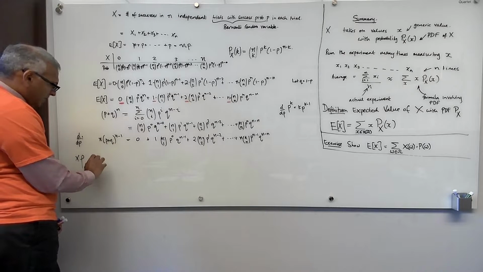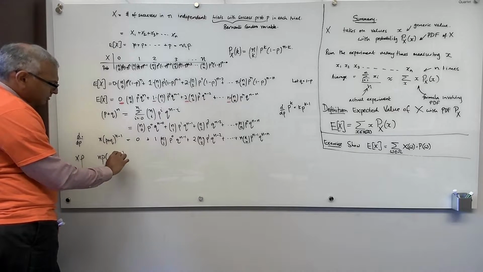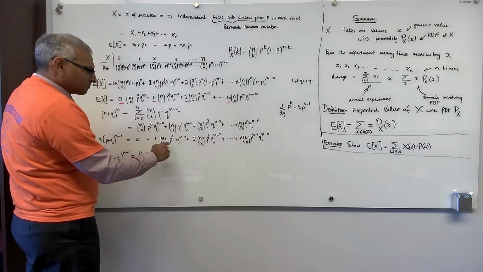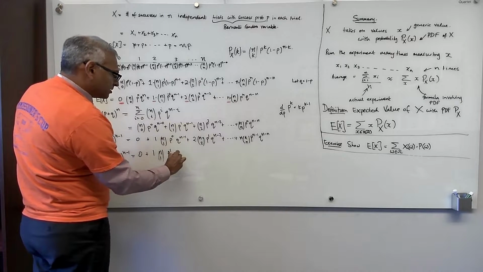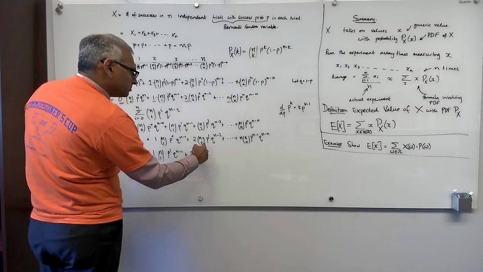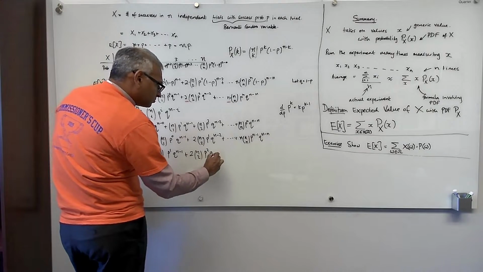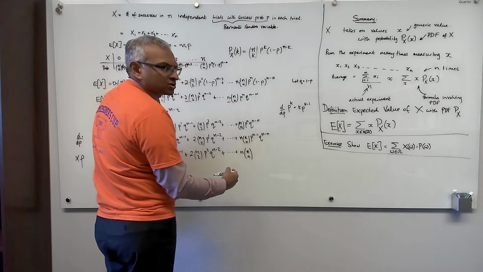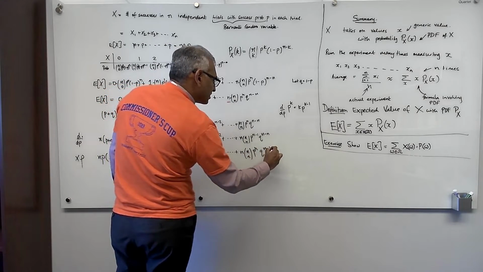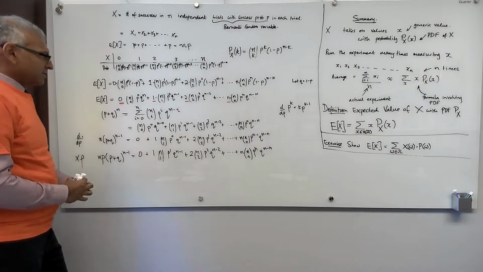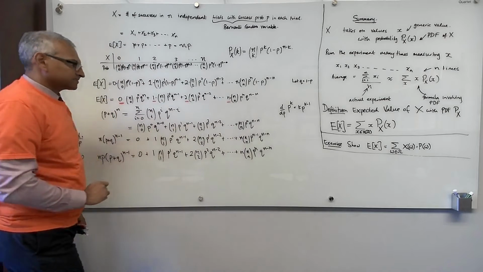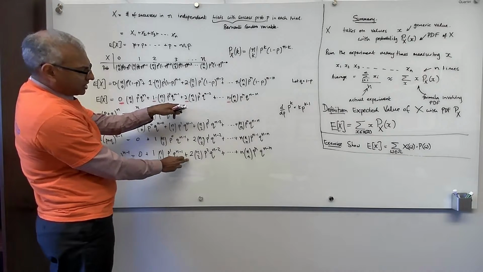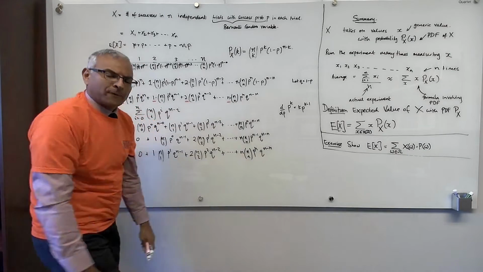multiply by p. So I get n p times p plus q to the n minus 1 is equal to 0 times p is 0, plus 1 times n choose 1, p to the 0 times p is p to the 1, q to the n minus 1, plus 2 times n choose 2, p to the 1 times p is p squared, q to the n minus 2, plus dot dot dot, plus n times n choose n, p to the n minus 1 times p is p to the n times q to the n minus n. And now if I compare, I see that I have exactly that expression: 0 plus 1 times n choose 1, p to the 1, q to the n minus 1, 2 times n choose 2, p to the 2, q to the n minus 2, and so on.